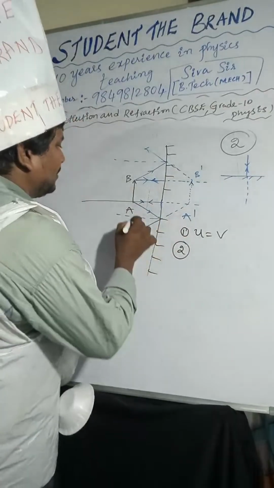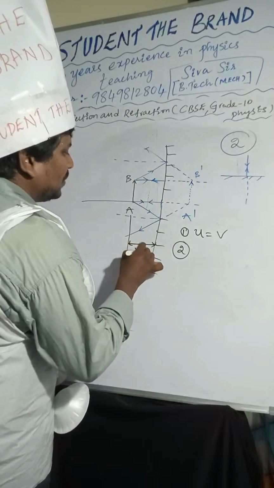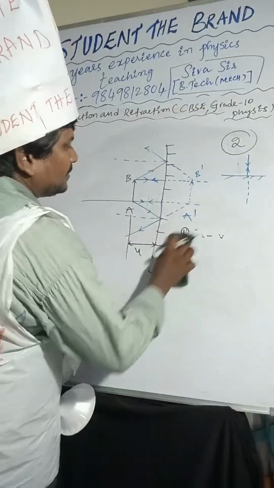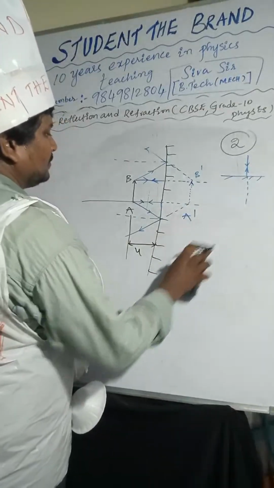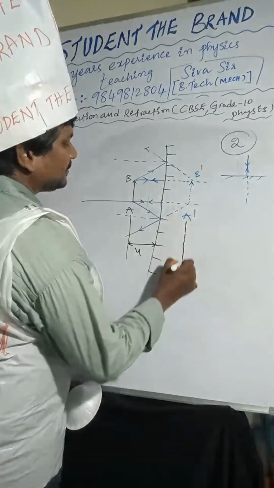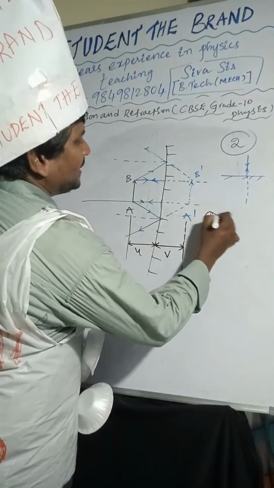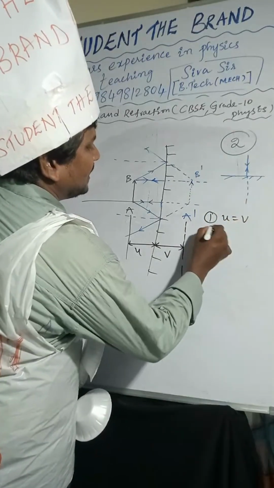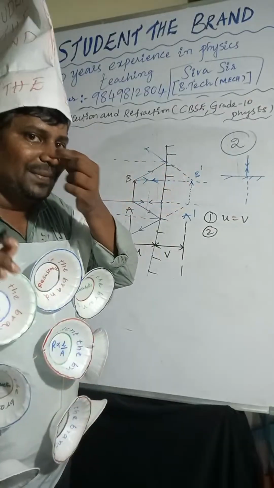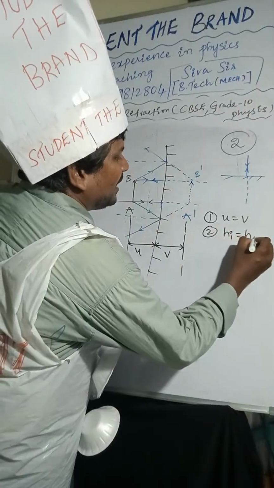The second point is that object distance is equal to image distance. The distance between the object and the mirror is called the object distance, and the distance between the image and the mirror is the image distance. First one, object distance is equal to image distance. Second one, height of the object is equal to height of the image, only in plane mirror.